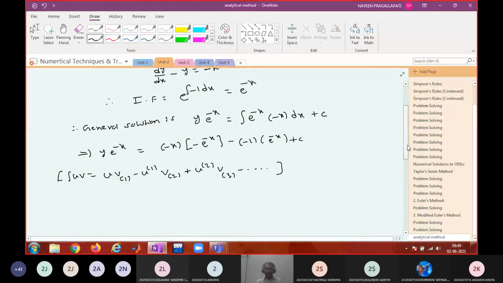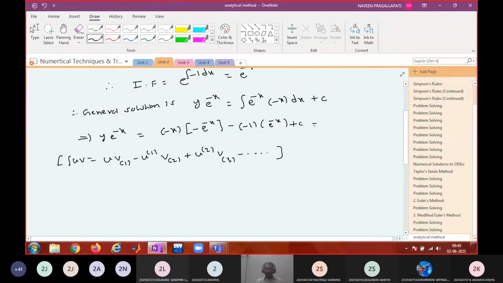Okay, so therefore, if I take e power minus x common, then what do I get? x plus 1, 1 plus x, right? x plus 1 plus c. Therefore, what is the expression for y? Therefore, y is equal to, e power minus x gets cancelled, x plus 1 plus c e power x.